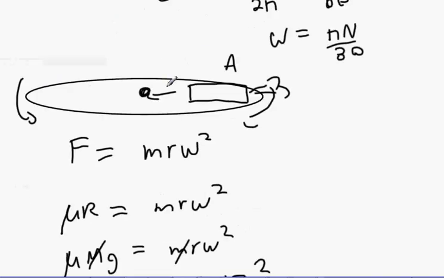The whole point of this is to understand that the radius of its motion is the amplitude away from the center, and therefore the radius is equal to the amplitude.